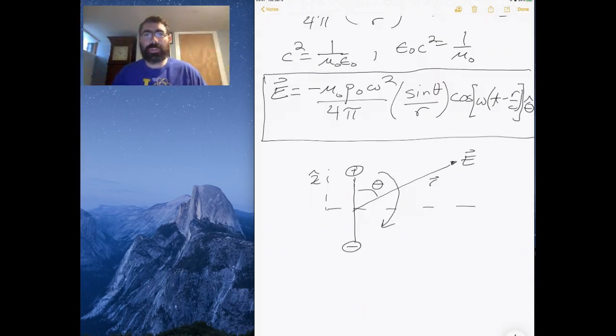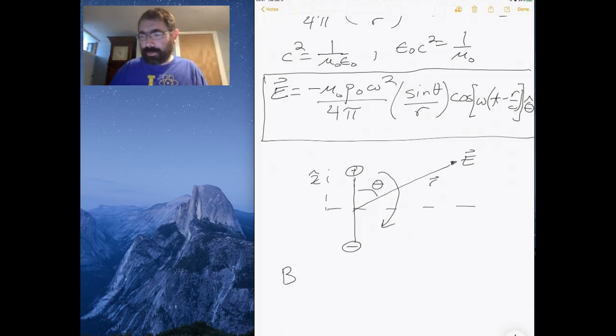Okay, in this video, we are going to finish up the derivation of the radiation you get from an oscillating electric dipole. So where we ended up in the last video was we now have a solution for the electric field, which we solved from the potentials. We first solved the potentials, now we're solving for the electric field. Now let's take a look at the magnetic field.